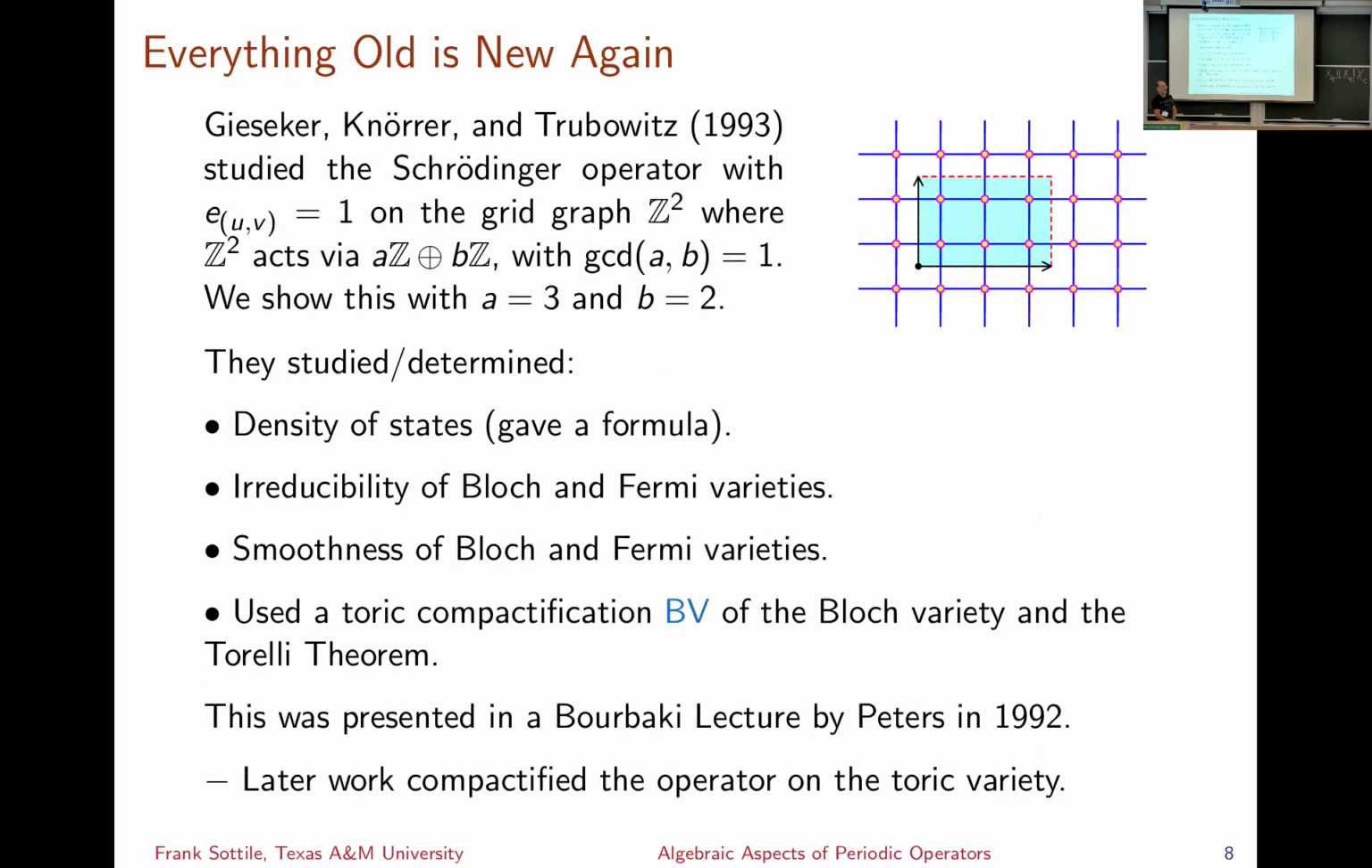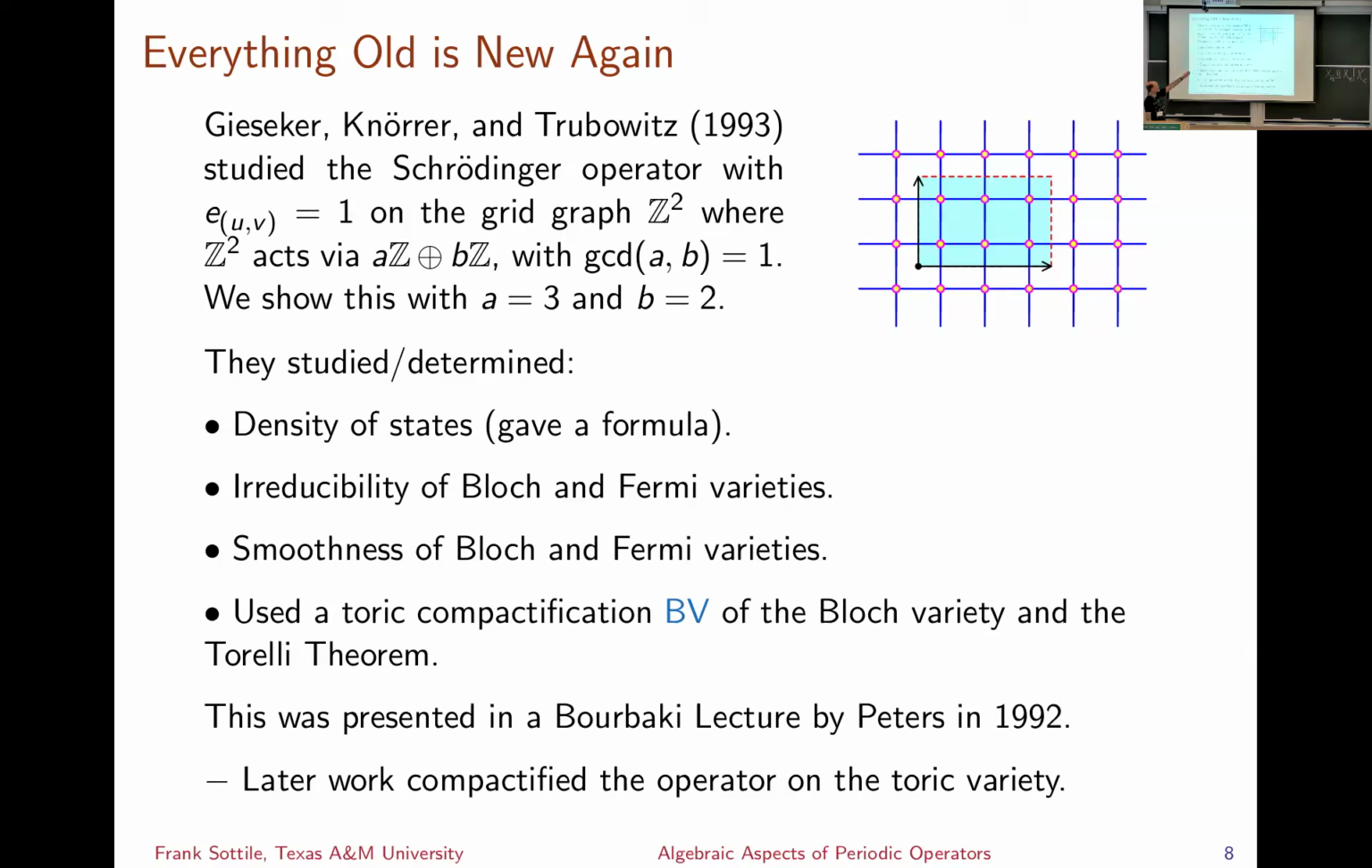So using algebraic geometry in spectral theory is not so new. There's a rather interesting book written in 1993 by Gieseker, whom some of you have heard of, Knörrer also, and Trubowitz, maybe not. They studied the Schrodinger operator, where all your edge weights are 1. That's the standard discrete graph Laplacian on the grid graph.